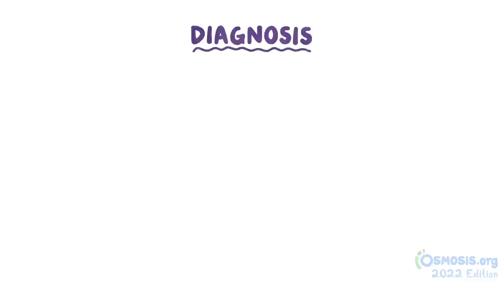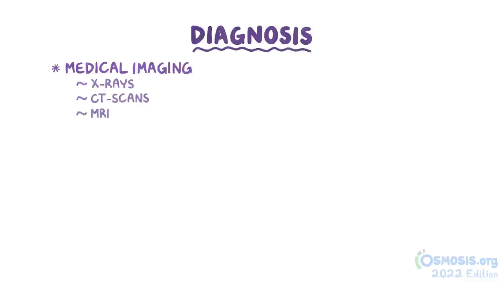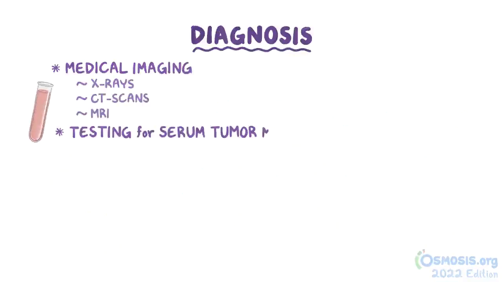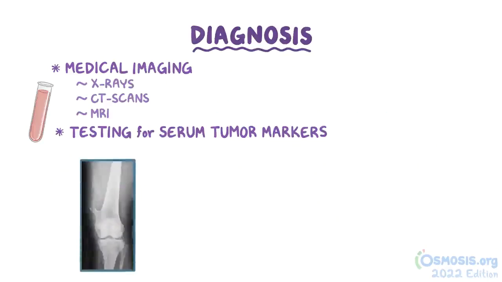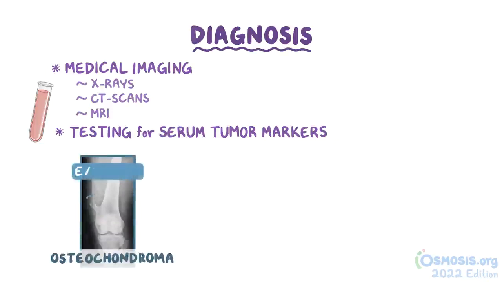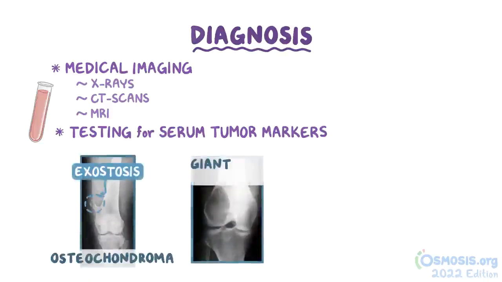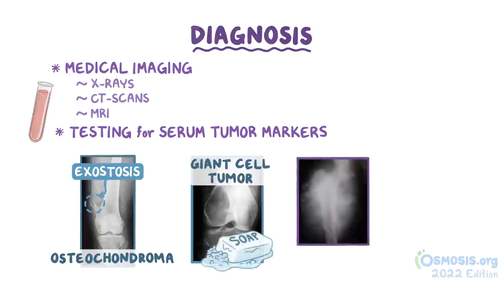The diagnosis of bone tumors starts with medical imaging, like X-rays, CT scans, and MRI imaging, or testing for serum tumor markers that are specific for each type of tumor. Some tumors also have some classic X-ray findings. For example, osteochondroma causes exostoses, while the giant cell tumor forms multicystic bone lesions that look like soap bubbles.